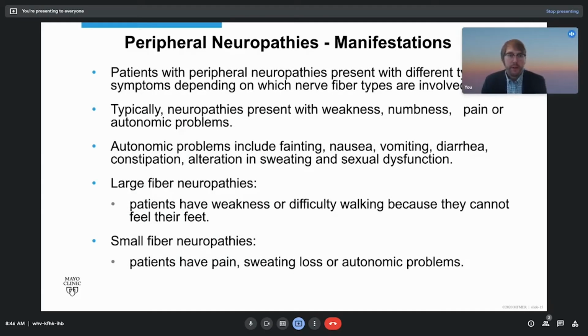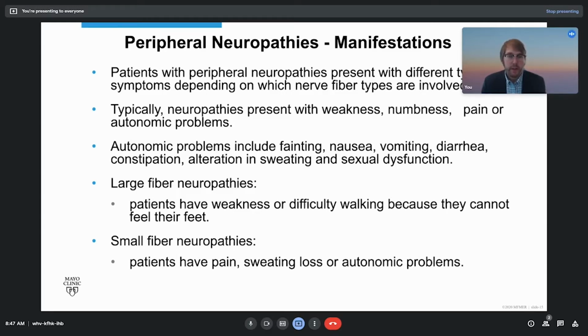The manifestations of peripheral neuropathy might be a little different for everyone who has a peripheral neuropathy, and differ depending on the cause and the type of peripheral neuropathy. Typically, neuropathies are noticed because they cause some amount of weakness, which is the inability to move a muscle, numbness, which is the inability to feel a touch or sensation, or pain, or an autonomic problem. And an autonomic problem could be fainting, nausea, vomiting, diarrhea, constipation, alteration in sweating, and sexual dysfunction.